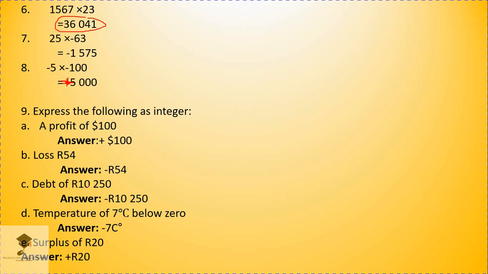A debt of 10,250 rands, so our answer is going to be minus 10,250 rands. And then the next one, temperature of 7 degrees below 0. Take note of this, below 0. Anything below 0 is negative. So we are going to have our answer as minus 7 degrees Celsius. A surplus of 20 rands. A surplus is an additional. So we're going to have our answer as positive 20 rands.